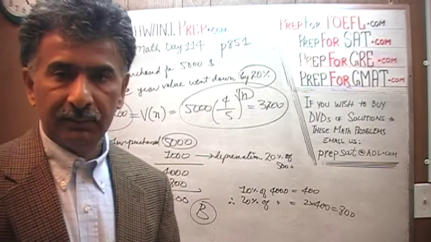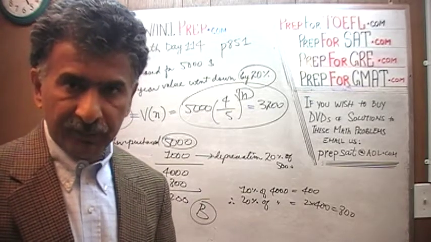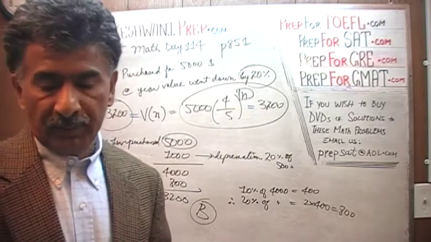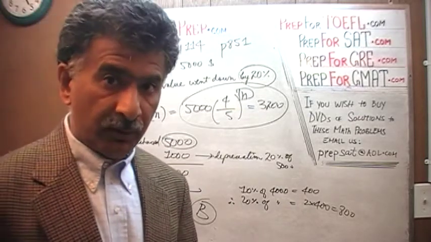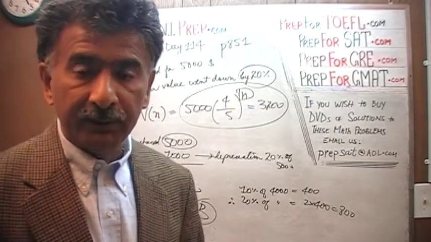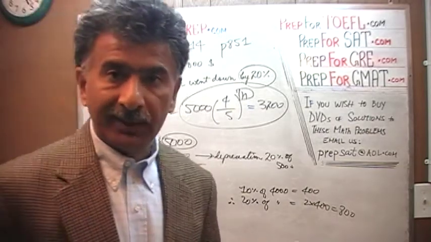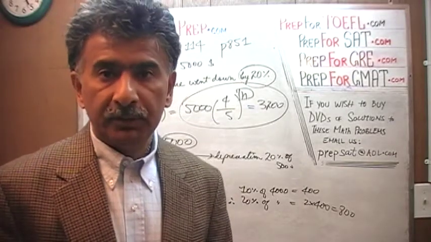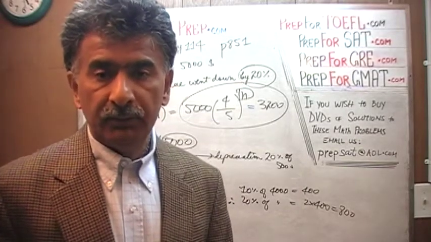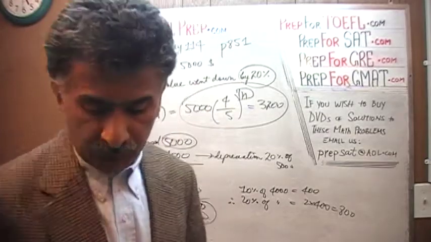Next year, at the end of the first year and the beginning of the second year, it's going to drop by another 20%, 20% of 4,000. Again, 10% of 4,000 is 400. Therefore, 20% is going to be 800. You subtract 800 from the value that you started out with, which is $4,000. You end up with $3,200 at the end of 2 years. That's all. No need for the formula.